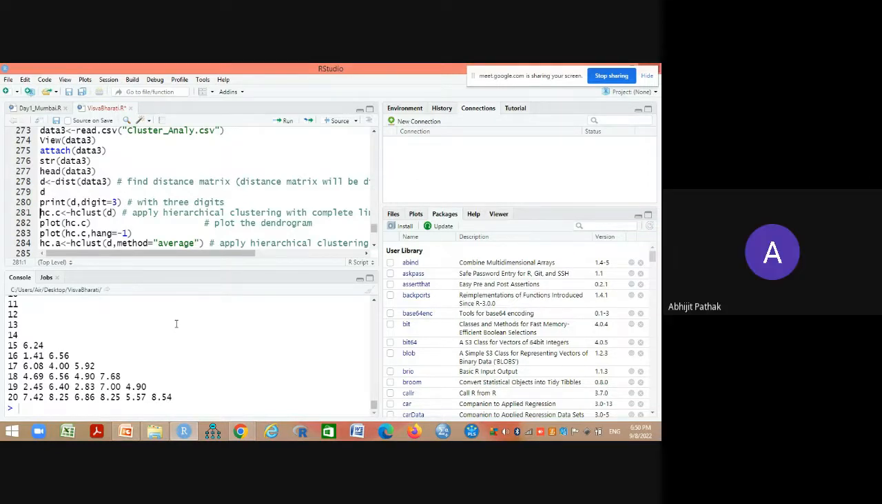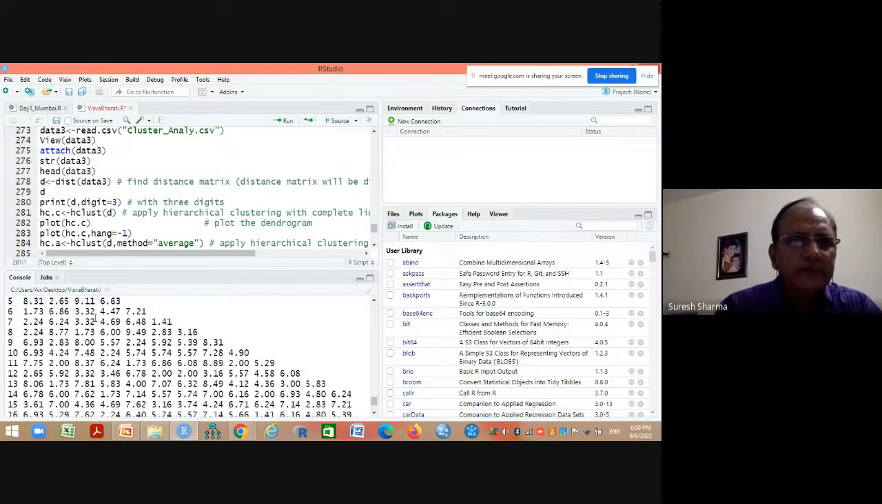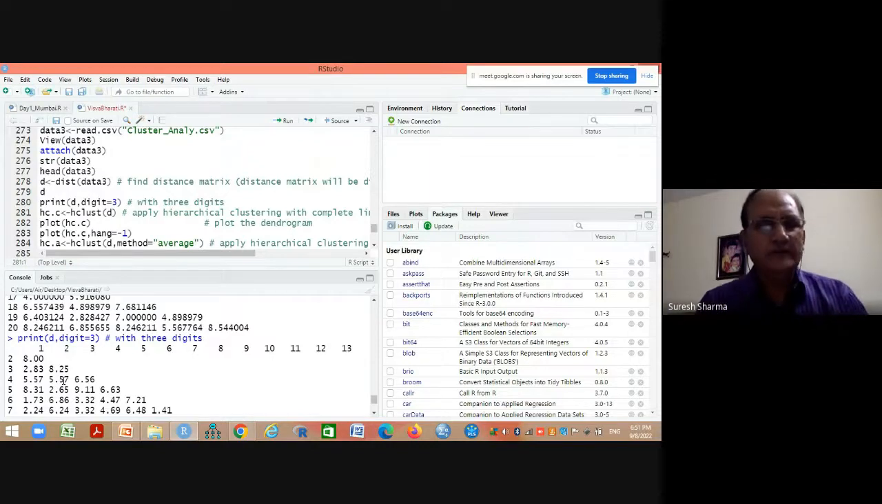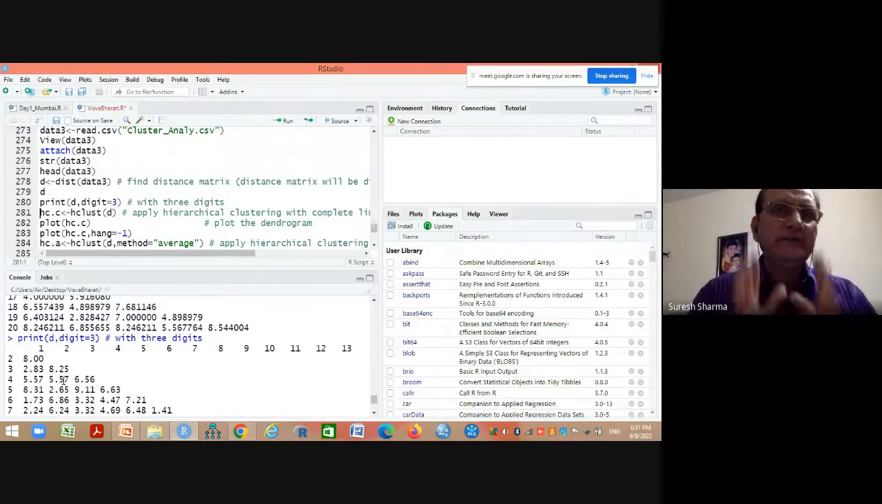Now what is this value? Let me tell you what this value is. This is the distance between 1 and 2. The distance is 8. Between 3 and 2, the distance is 8.25. Between customer number 4 and customer number 2, the distance is 5.57. So obviously those customers will be combined. First of all, those customers will be combined which have minimum distance, yes or no?